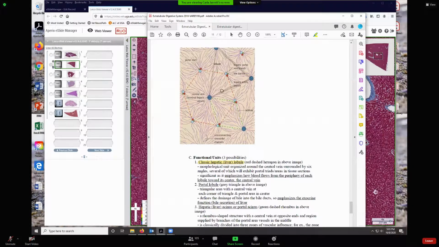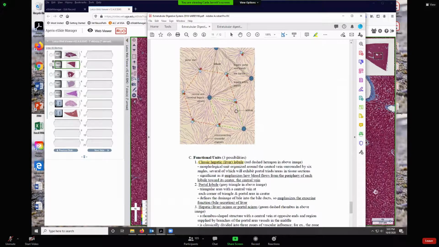The lobule defines the bile duct flow, which is in reverse. So blood is coming from the interlobular area down to the central vein. Bile is flowing opposite that, out to collect into the bile ductules.